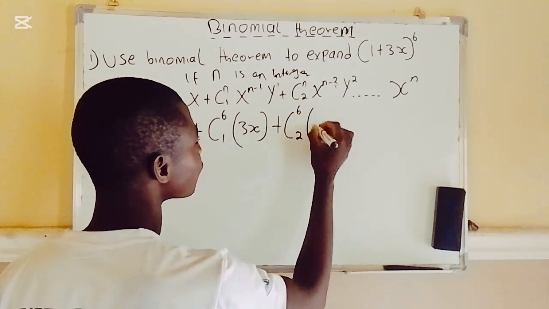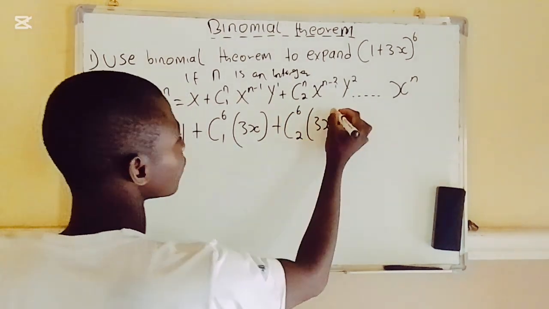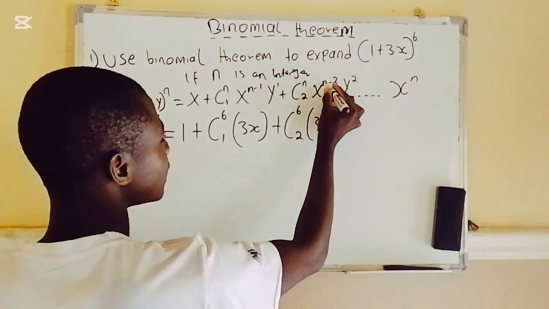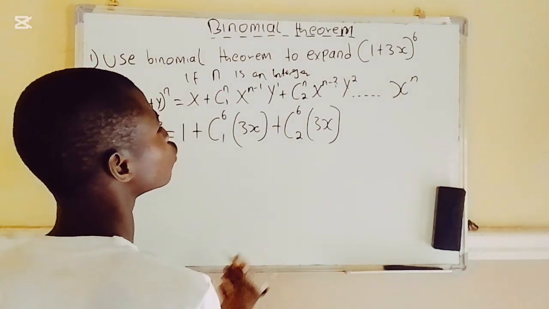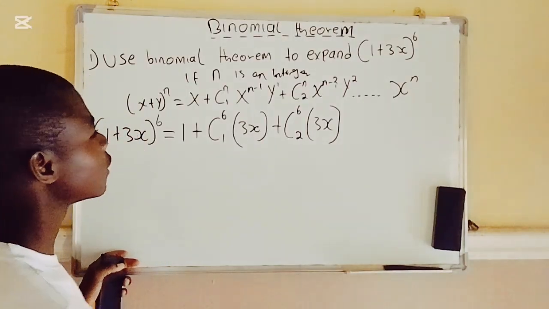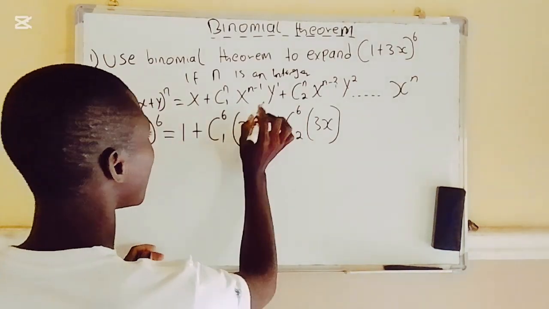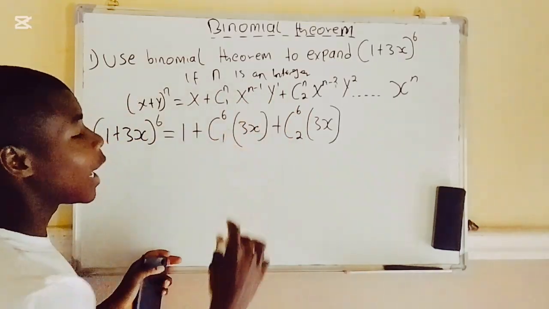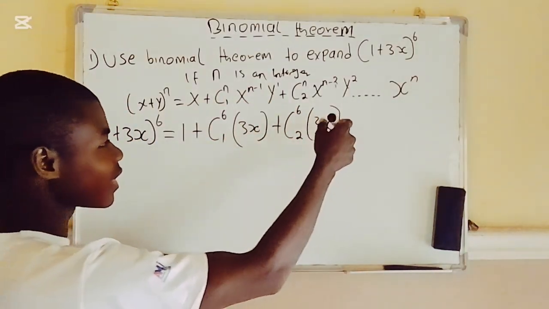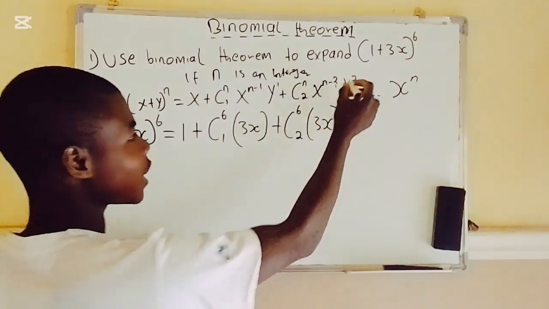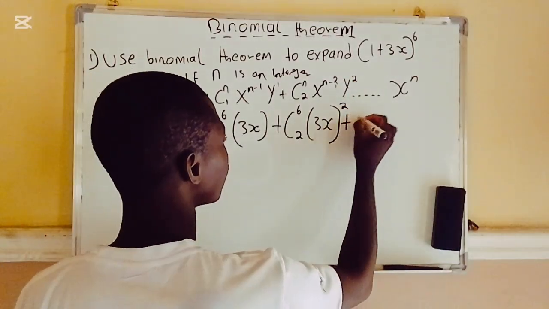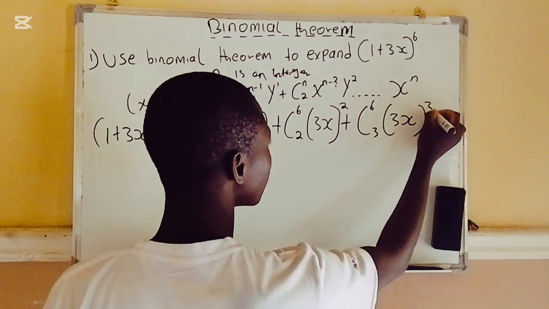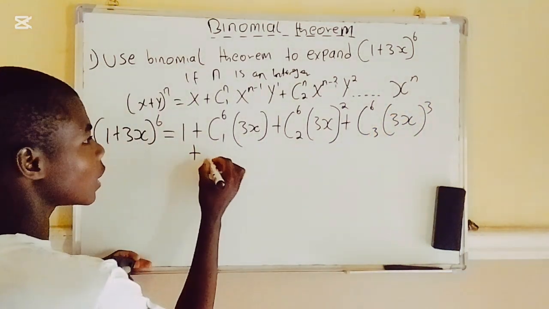Then plus C(6, 2) into (3x) squared. I subtract n minus 2, and I don't have the value of x, I'm just dealing with the value of y, so I will just keep my 2 here. Then plus C(6, 3) into (3x) cubed.